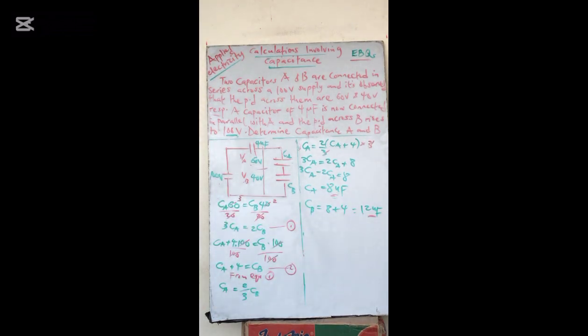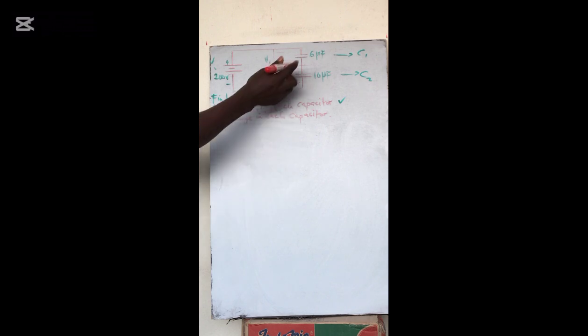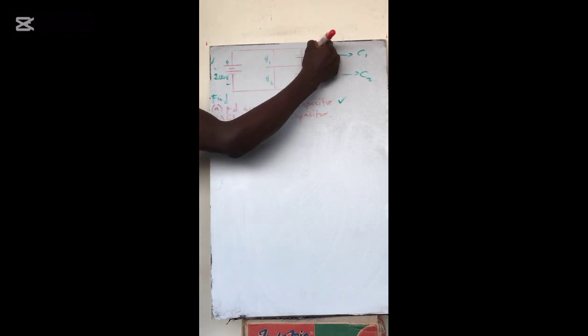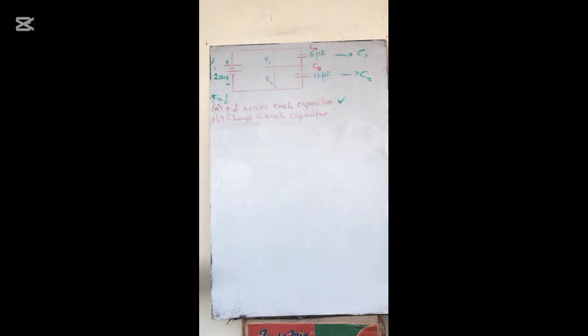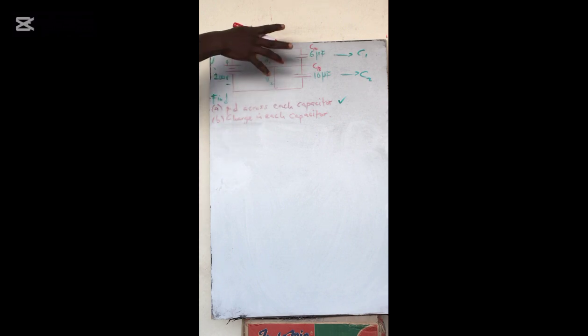And in the second question now, we are going to be solving another one. So this is the second question here. Very, very simple. We are also having two capacitors, CA and CB. And we are given a voltage across both of the two capacitors. So we are asked to find the PD across each capacitor, that is the volt. So we are going to be using the voltage divider formula.